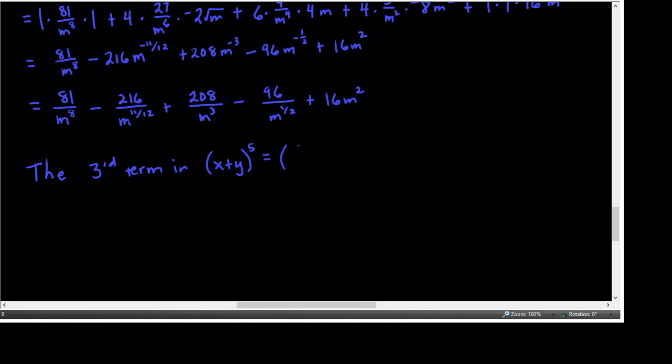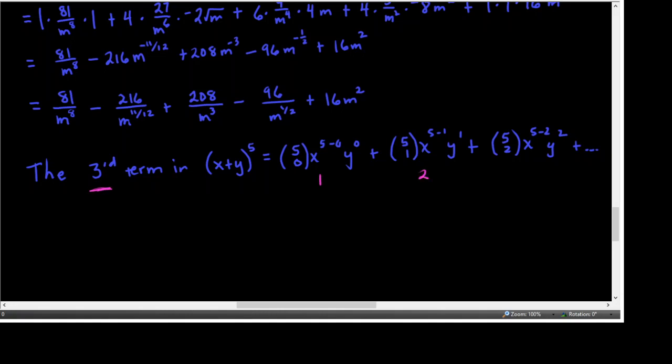Okay, so we know that that's 5 choose 0 to begin with. X to the 5 minus 0, y to the 0, plus 5 choose 1, x to the 5 minus 1, y to the 1st, plus 5 choose 2, x to the 5 minus 2, y squared, plus the rest of it. I'm not going to finish it because I'm focusing on the third term. The third term. This is the first, this is the second, this is the third.